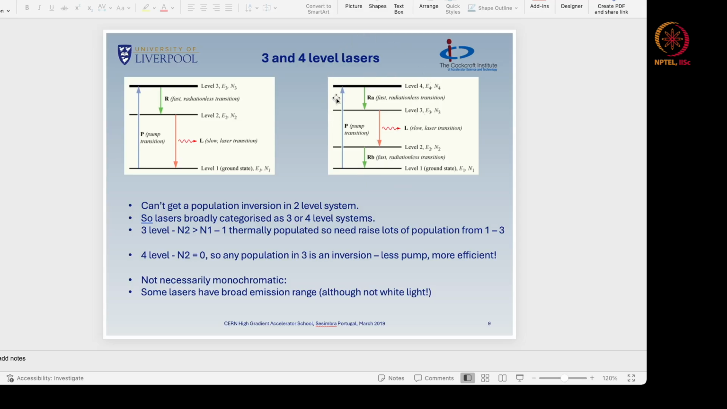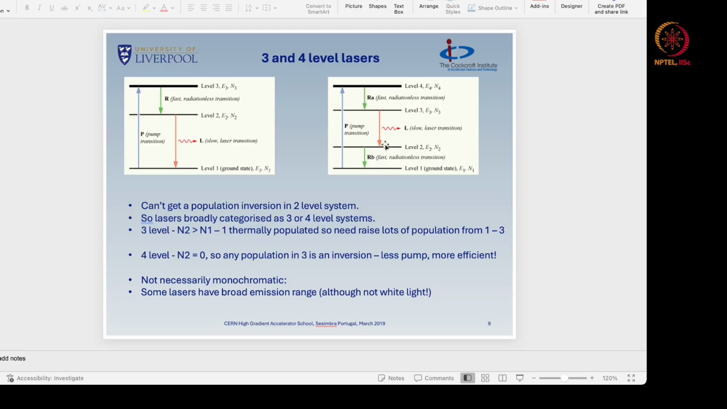You can also do the same thing with 4-level laser systems. So here also there are 2 buffers now. You again have the pump which takes it from 1 to 4. Then you have a fast radiation-less transition to 3. And from 3 to 2, you have a slow laser transition. And then from 2 to 1, you have a fast radiation-less transition.